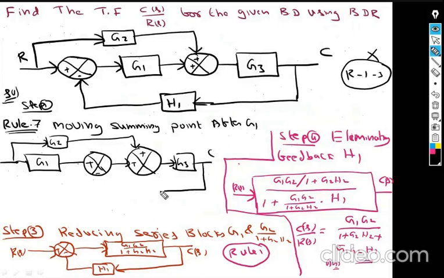Now the output C, h1 remains as usual. What to observe here is that h1 stays the same. Once you move the take-off point, you need to multiply that product with the block you are moving. Observe here, I have moved this take-off point from before the block to after the block. So the value of the block from which I move has to be multiplied. Refer to rule number 7. So g1 already, then h1 is there.